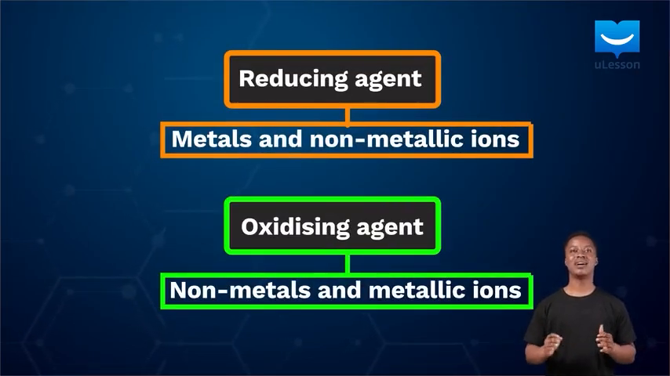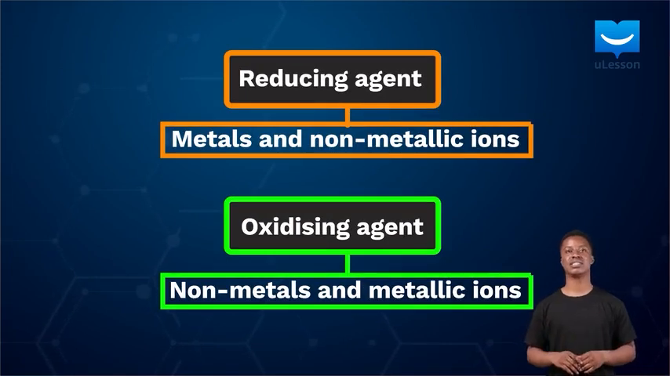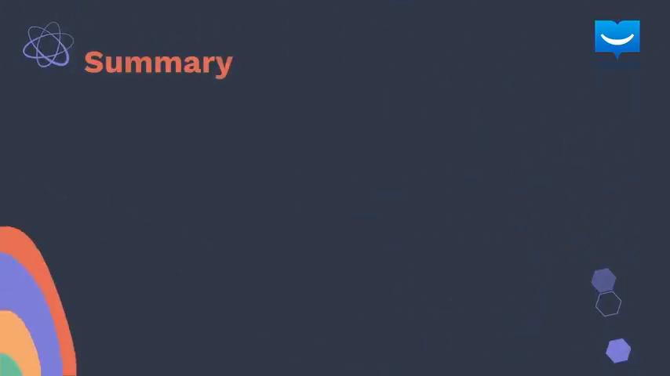Generally, metals and non-metallic ions act as reducing agents, while non-metals and metallic ions act as oxidizing agents. In further lessons, we will be testing for oxidizing and reducing agents. Meanwhile, here is a summary of this lesson.